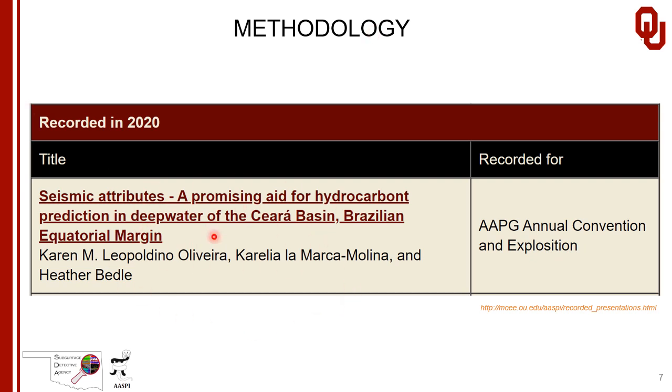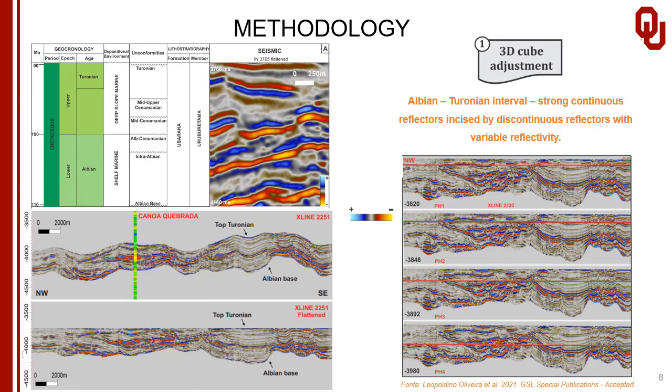Here, we present how different attributes highlight different features of interest as we combine them using multi-attribute analysis techniques, providing a means to better characterize geological features. This is the Ceara Basin litho and chronostratigraphic columns with the correlation panel amongst 3D seismic reflectors and the stratigraphic information from the Albian to Turonian age in this basin.